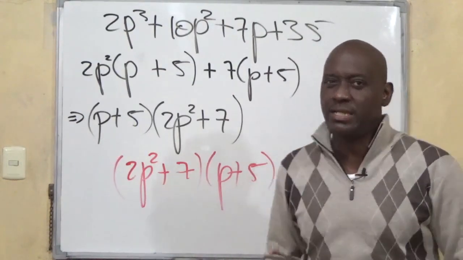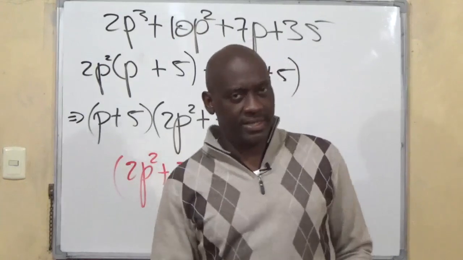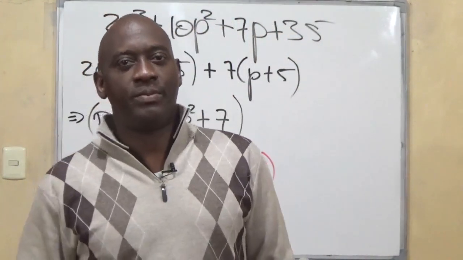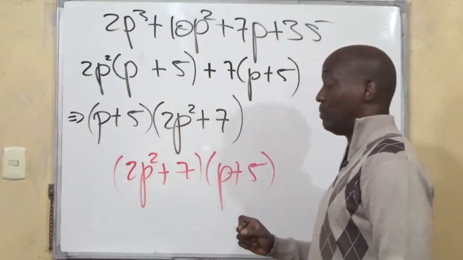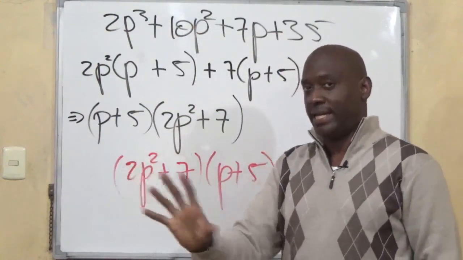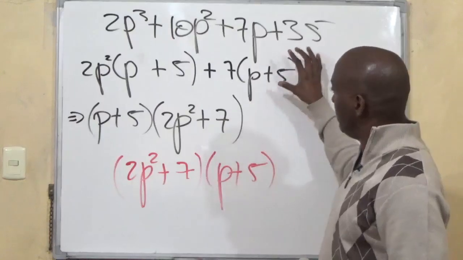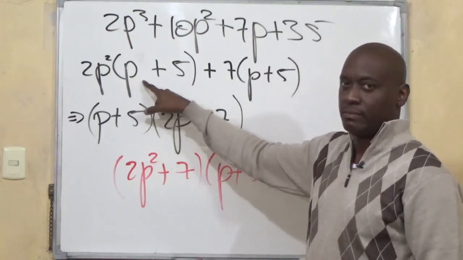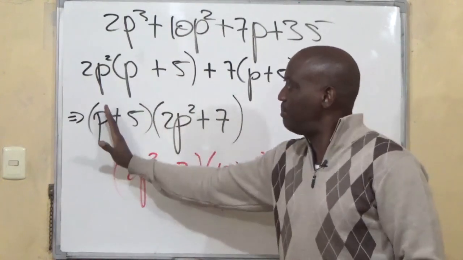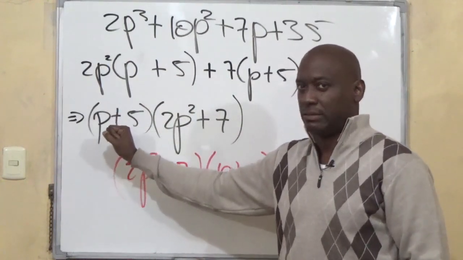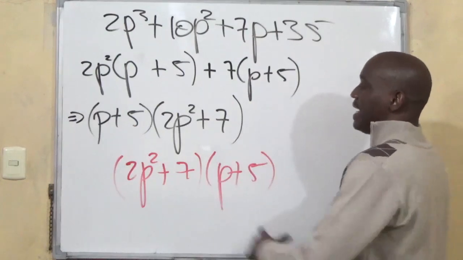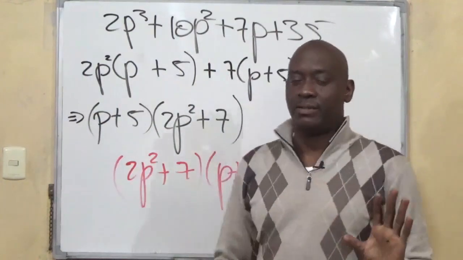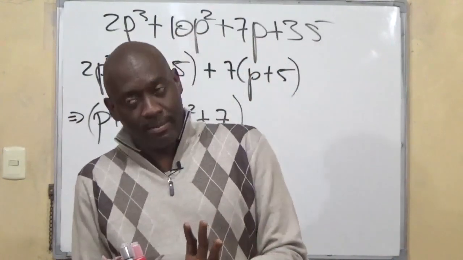However, from a teaching standpoint, if I have to explain what factorization by grouping is, what I would do, just as we did a little while ago with the k and the p plus 5, I would emphasize the fact that p plus 5 is the common factor, which means that you're taking p plus 5 outside. And then inside the brackets, you have 2p squared plus 7. We just explained that we're using k as an example.